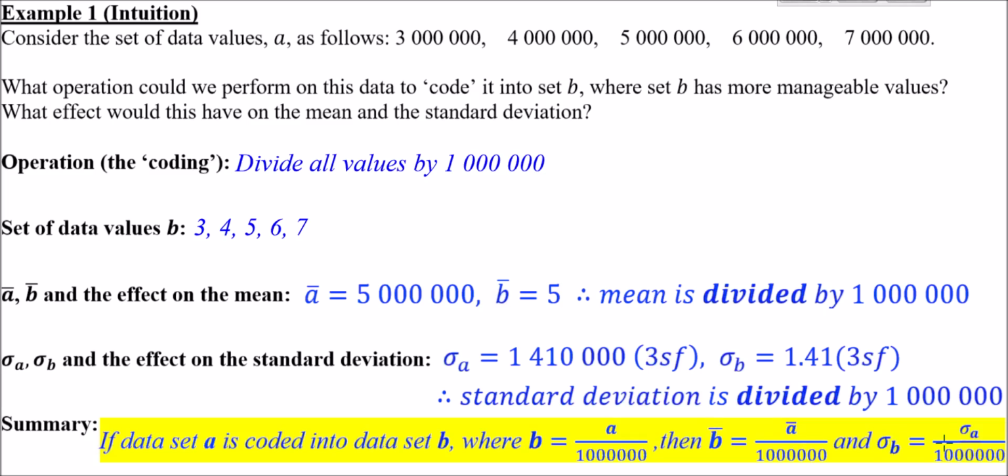So make a leap of faith and think, what would happen if we divided by any number? If it was divided by 5 or divided by 10? Well, the same thing would happen. If you take a data set and divide it by a constant, then the mean and the standard deviation of the original data set would be divided by that same constant.